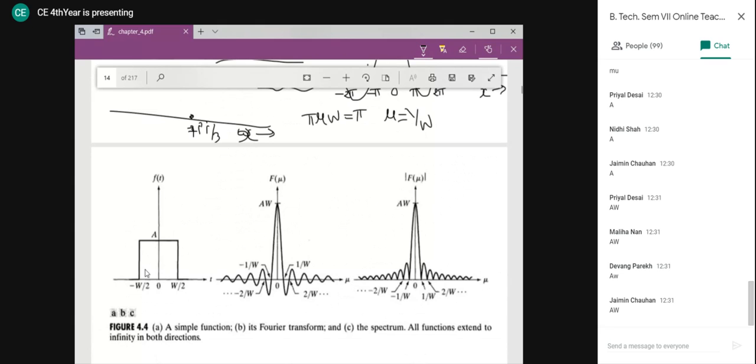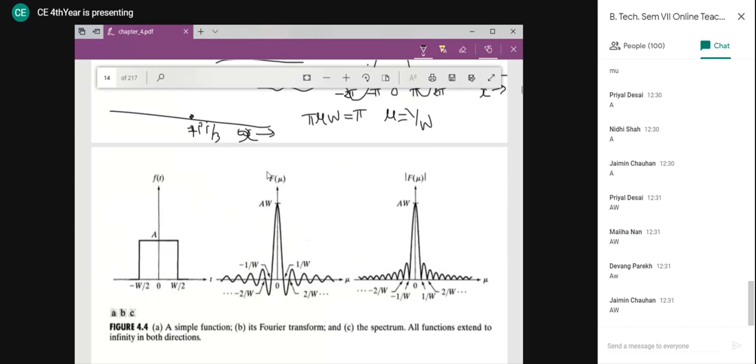So this is my time domain representation, this is my frequency domain representation, and the amplitude is AW, and the first zero is at 1 by W, minus 1 by W, 2 by W, minus 2 by W, and so on. This is minus 2 by W. I hope you can understand it.